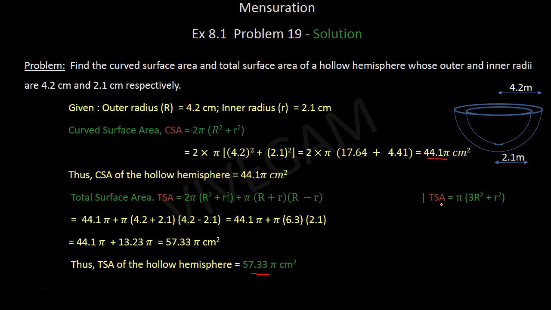As I told you, you can also calculate TSA using this formula, 3 pi into 3R square plus r square. You can do whichever way you like, but I suggest that you use this method. It's a little easier. Okay.